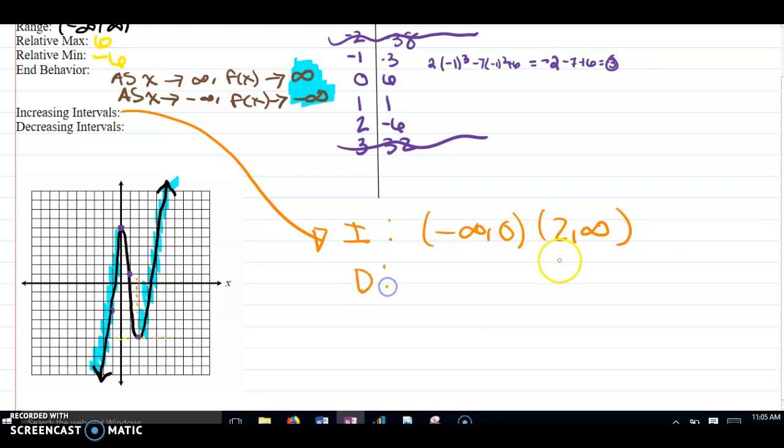And the decreasing interval should always be between these 2 points, so from 0 to 2, which, as you can see, is the decreasing interval from 0 to 2.